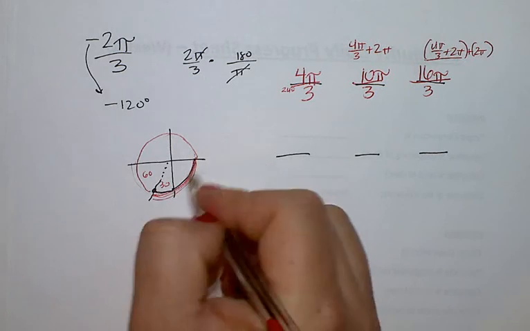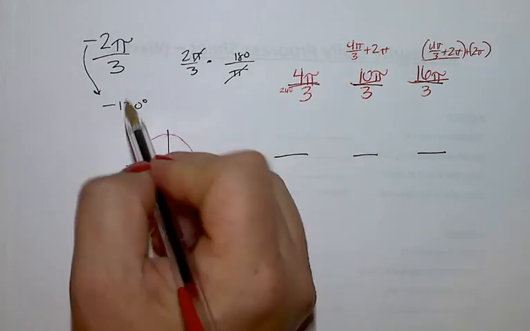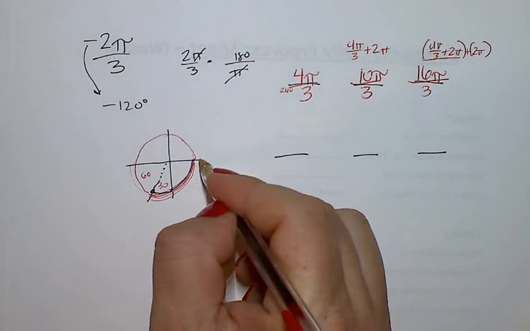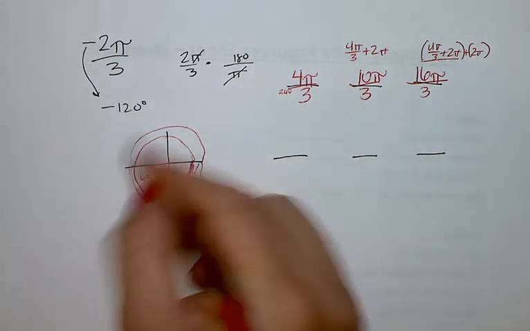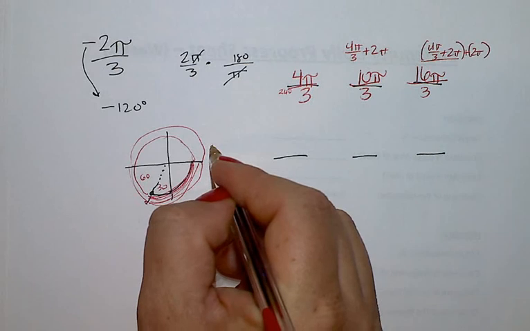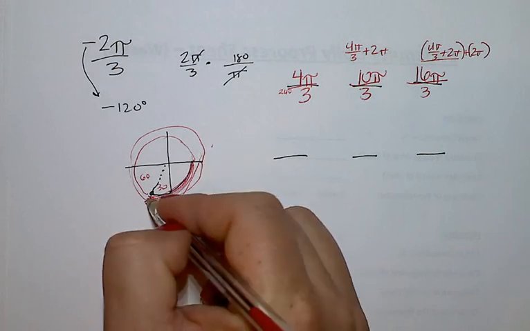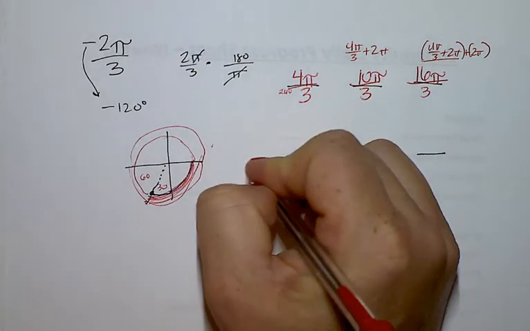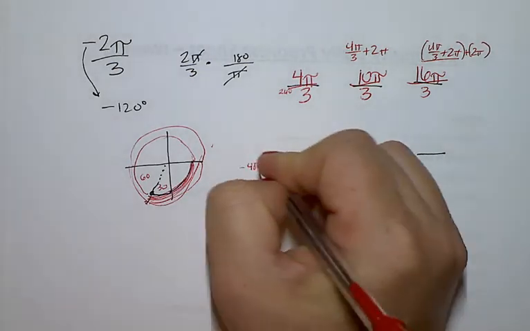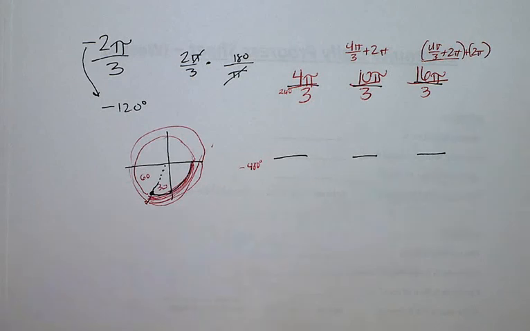This is 120, but I can't stop here because I already have that answer. So what I really need to do is go once around and then end up back here. So once around is 360 plus an additional 120. Please add those up. Okay, I'm going to write 480, and I'm going to put a negative sign in front. Can you please take 480 and transfer it back into a radian measurement?